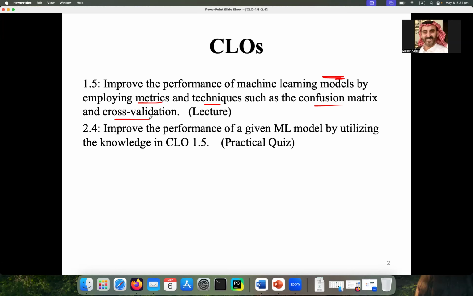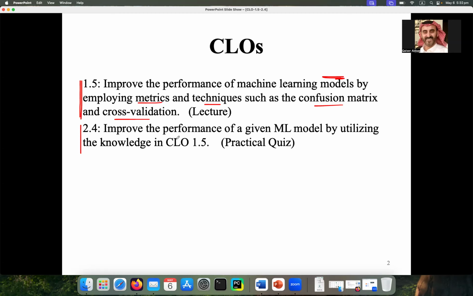Okay, so this is the theoretical part. In this CLO, we will mostly see the different measures and metrics which are available, which we can use to assess the performance of our models that we have studied in previous CLOs. So we will cover the theoretical part here in this 1.5.